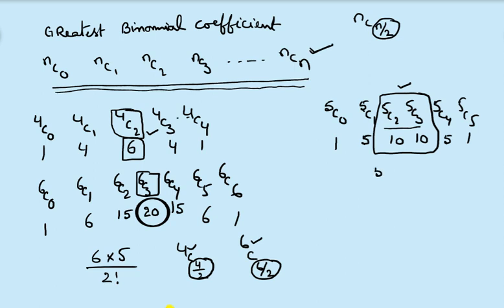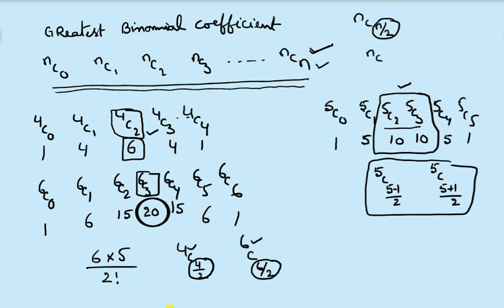Whereas here you can observe 5C(5−1)/2, 5C(5+1)/2. These are the greatest binomial coefficients in case of odd. That's why when n is odd, we can say nC(n−1)/2, nC(n+1)/2 are the greatest binomial coefficients when n is odd.